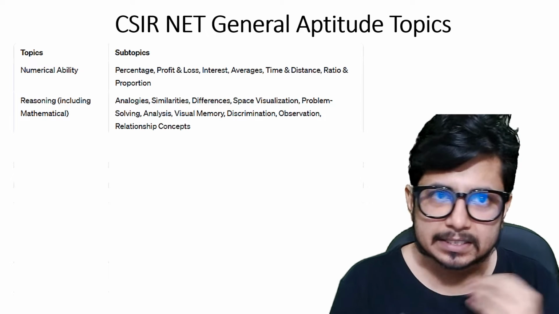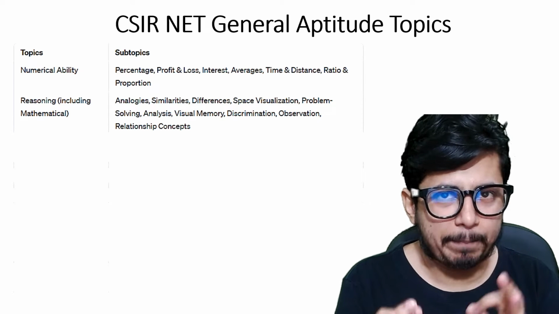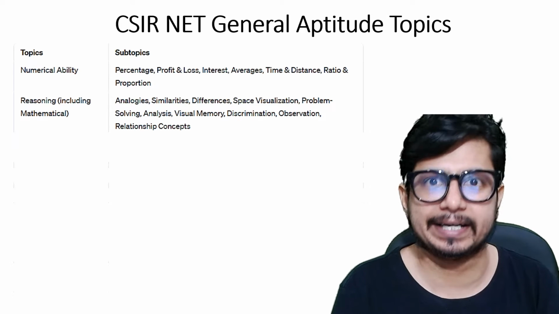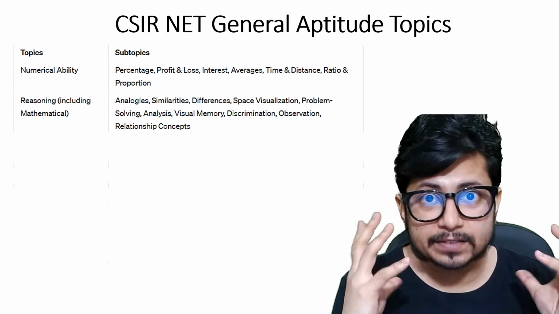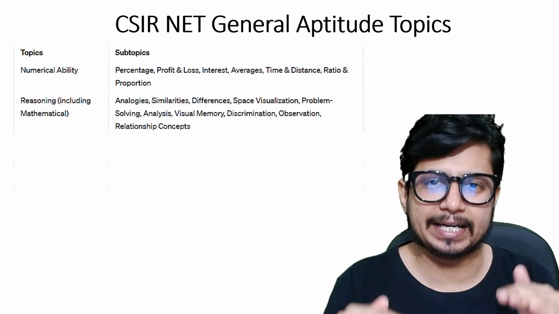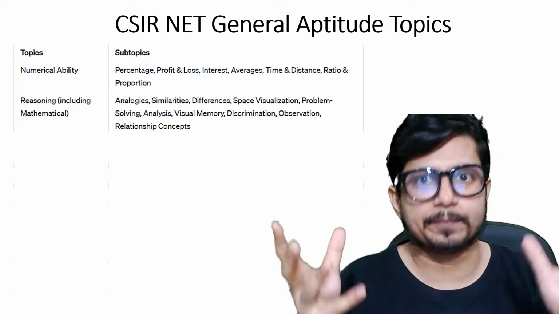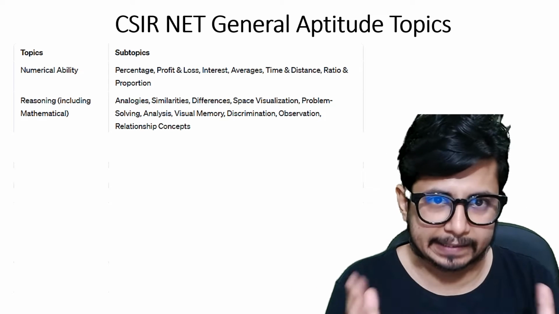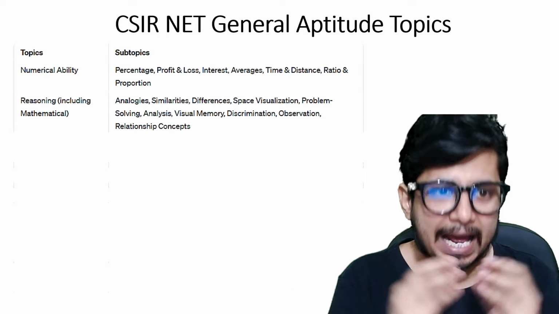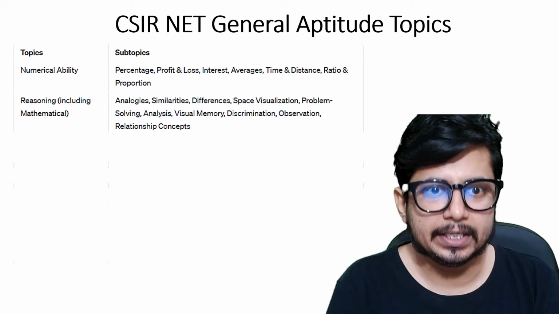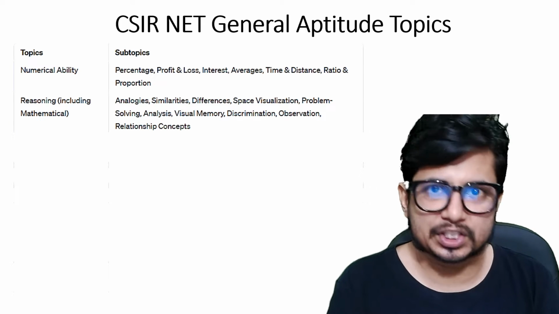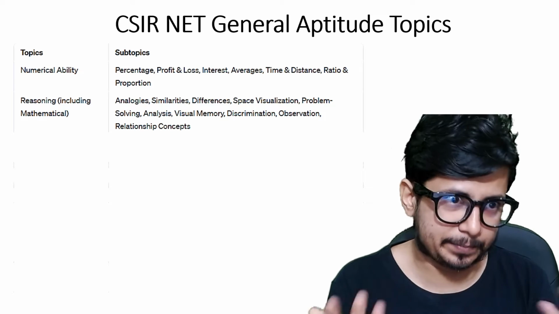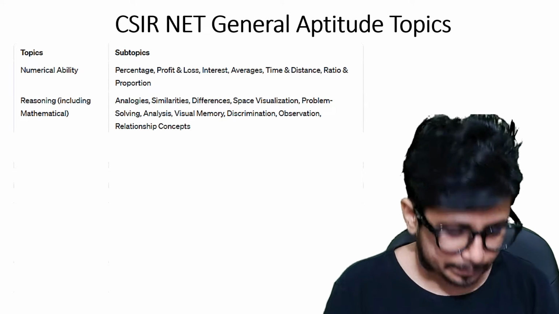Then comes reasoning. That has a part of mathematical element to it. Okay, for example, analogies, similarities, differences, space visualizations, where they ask questions regarding different shapes, and they tell you if they fold this and that way, then what will be the result, like this. Problem solving, analysis, visual memory, discrimination, observation, and relationship concepts. All these are important. The blood relationship and all these are reasoning, a little bit of math based reasoning.